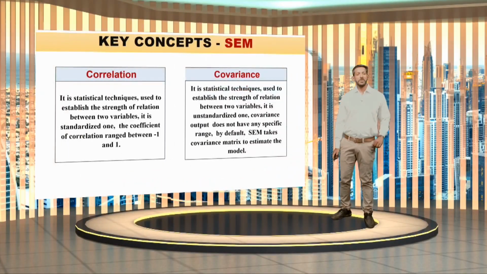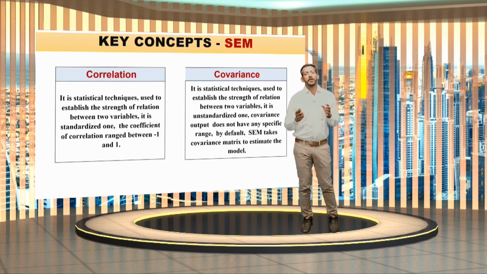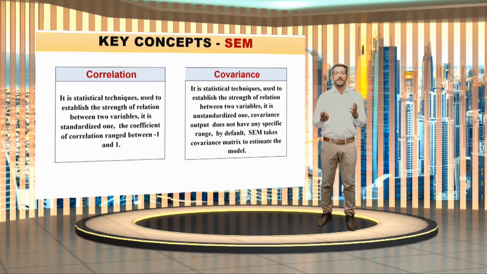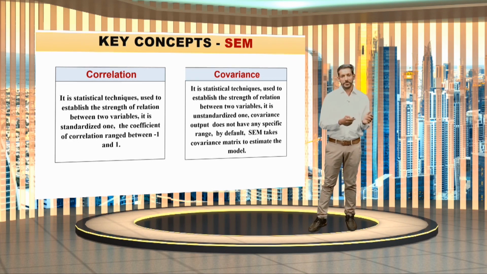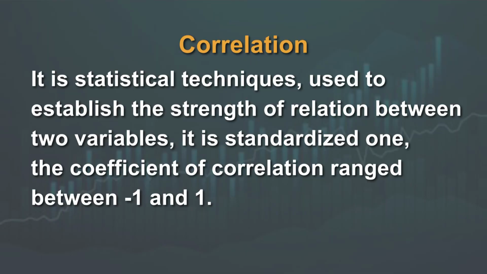Next we will see correlation and covariance in SEM. In most software, when using an EFA model, by default they use a correlation, and for CFA and SEM, the default is the covariance matrix. Now, correlation is a statistical technique used to establish the strength of relation between two variables. It is standardized, and the correlation coefficient ranges between -1 and +1.